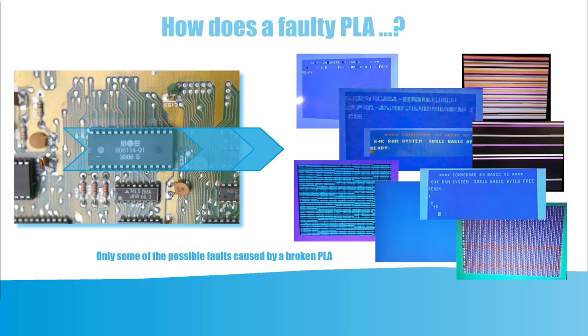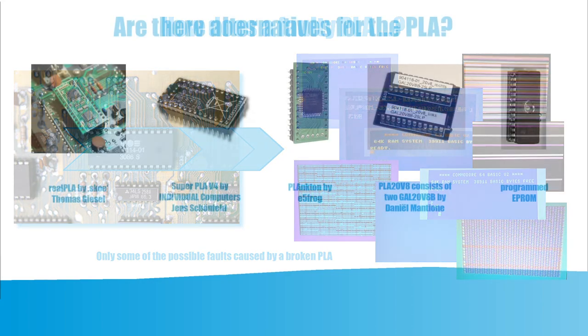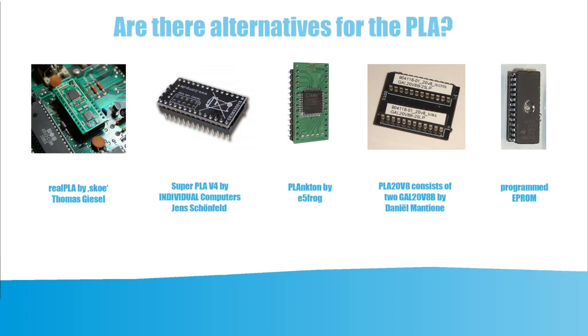As we all know, the PLA is one of the most unreliable chips on our C64's mainboard. And because we now know what the PLA is all responsible for, we can imagine a not properly working PLA leads to a not working C64. And this is only a very small selection of possible error patterns. So are there replacement parts instead of an old original chip? As you see, luckily, yes, there are. More than enough, I think.